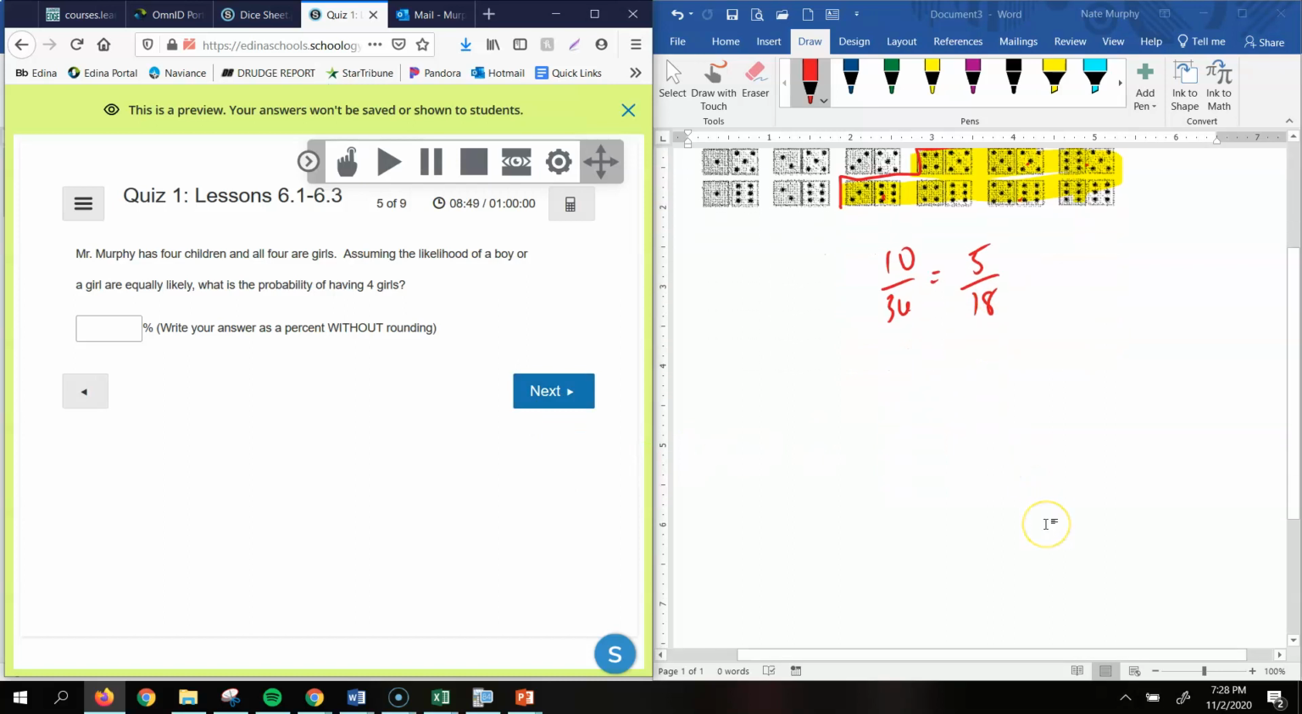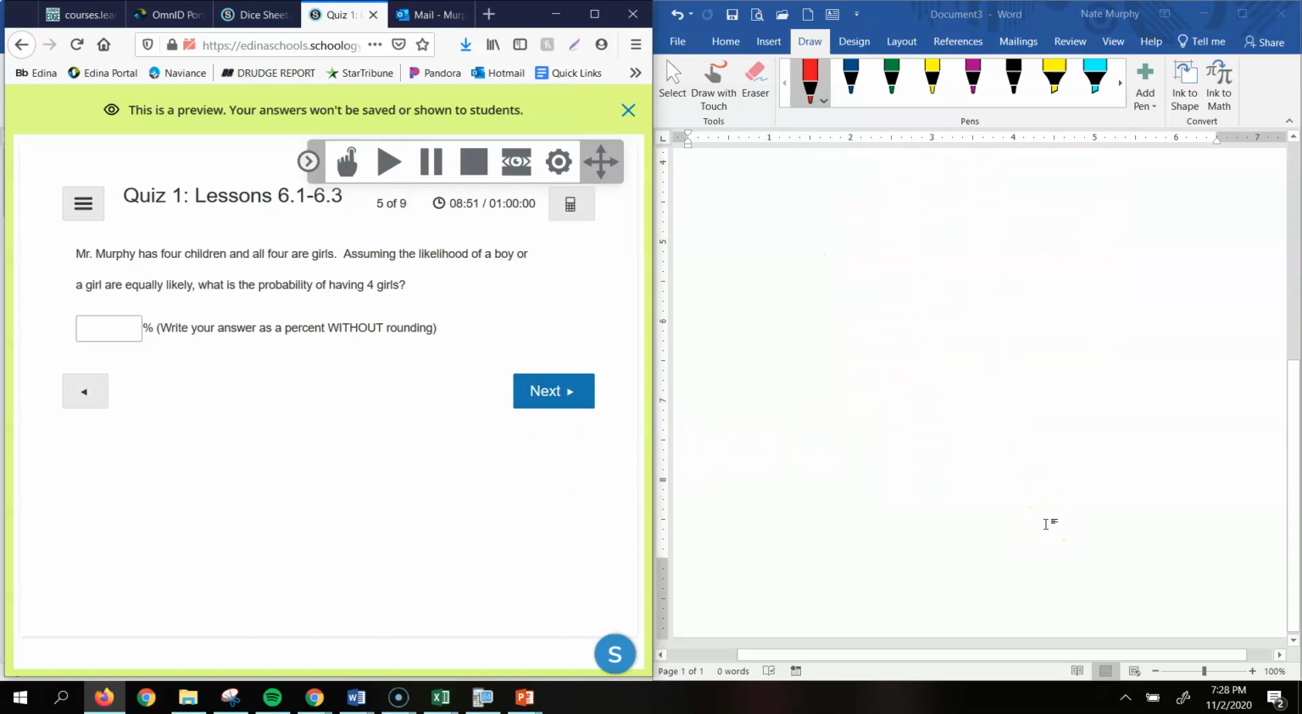All right, so this one is one where we're going to need a tree diagram. It says Mr. Murphy has 4 children and all 4 are girls. Assuming the likelihood of a boy or girl is equally likely, what is the probability of having 4 girls? So to do this one, you might want to use a tree diagram.